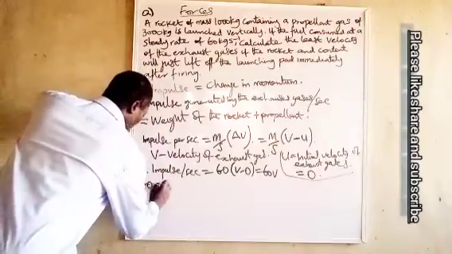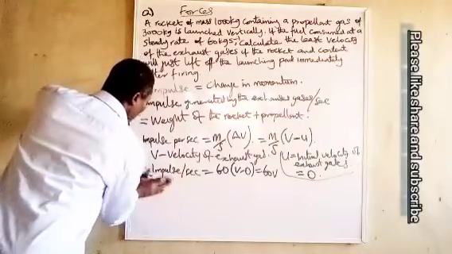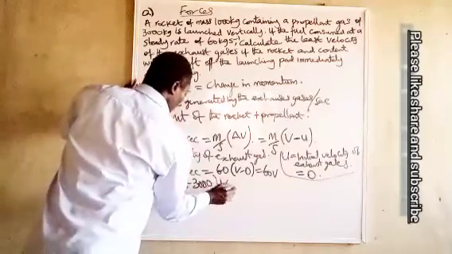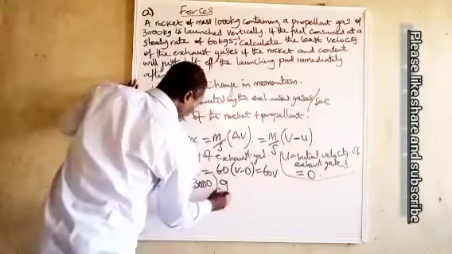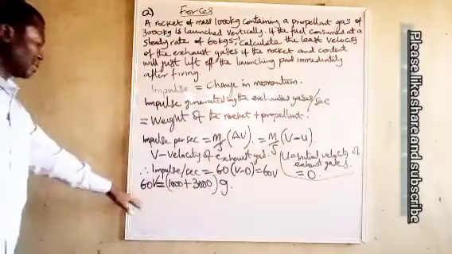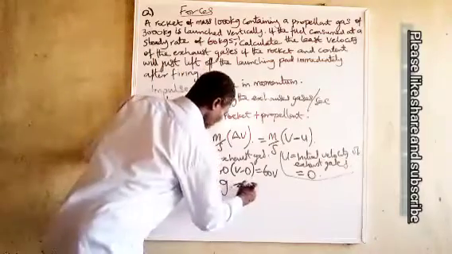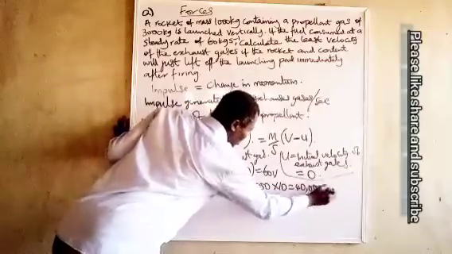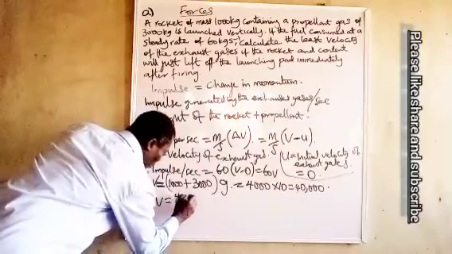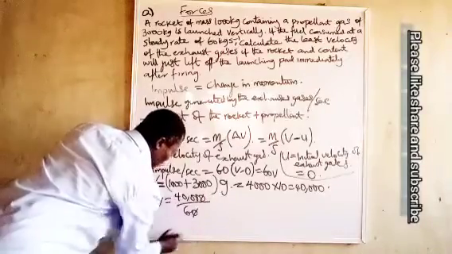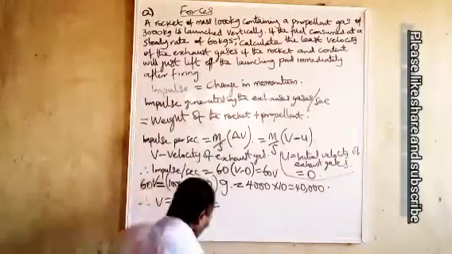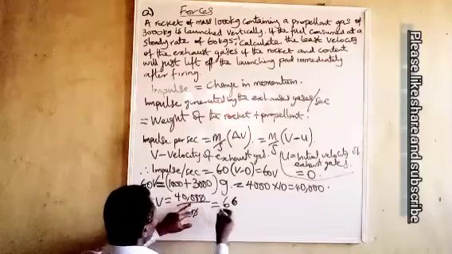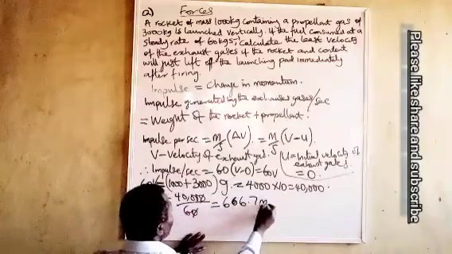So 60V must be equal to 1000 plus 3000 times G. So 60V is equal to 1000 plus 3000 G, which is 4000 times 10, and that is 40,000. Therefore, V will equal 40,000 over 60, and that should give us 6.7 meters per second.